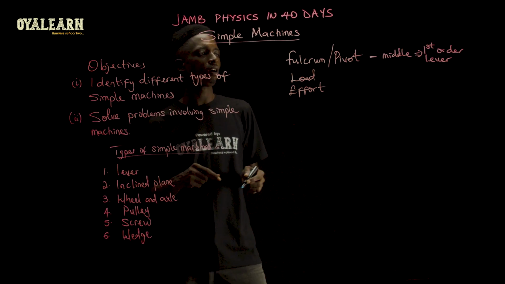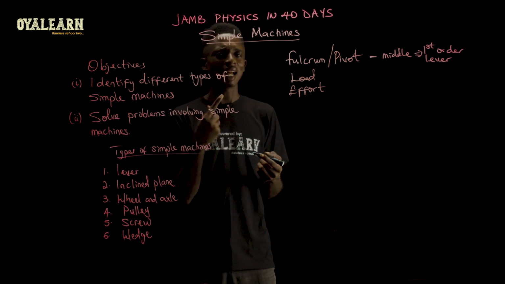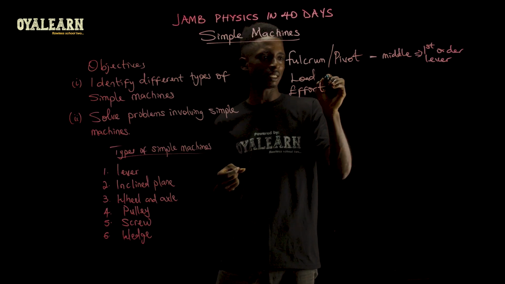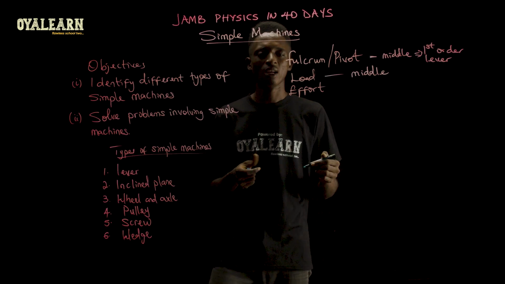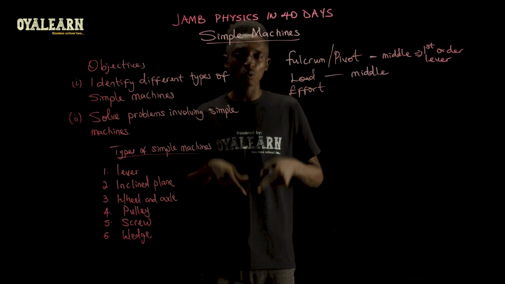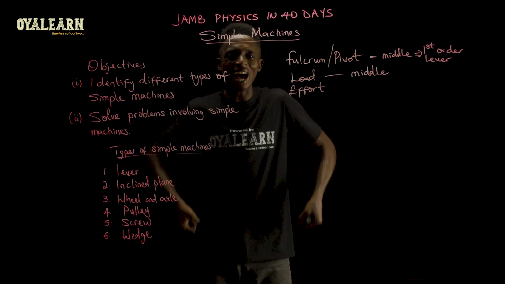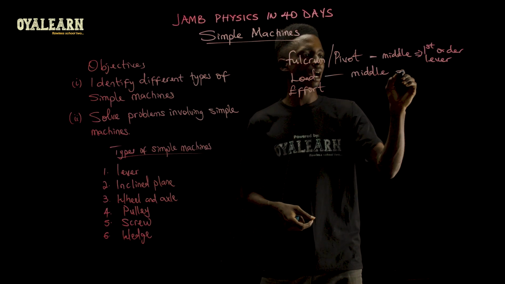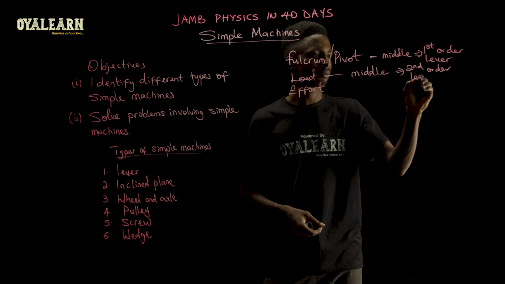Now, in the case of the second order lever, an example of that is the wheelbarrow. For the wheelbarrow, the load is in between. Now, you see that the fulcrum is the tire, and then the load is that basin where you put whatever you are carrying, and then you apply the effort at the handles. So the load is in the middle. In this case, you have what we call the second order lever.